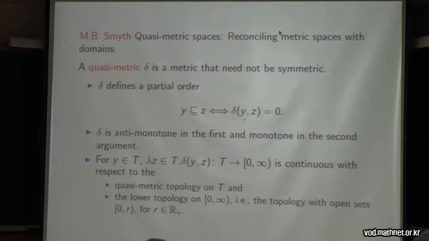And then you have that the quasi-metric is anti-monotone in the first and monotone in the second argument. And what is important, if we fix the first argument, as a function of the second argument it's continuous with respect to the metric topology on T and the lower topology on the non-negative reals. That is the topology which comes with intervals which are left closed and right open.